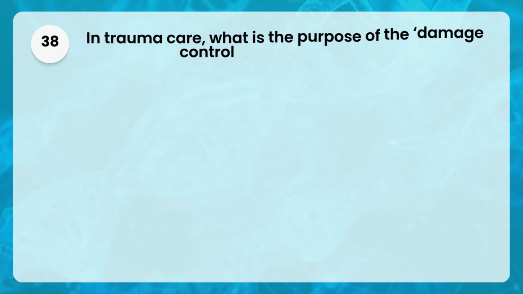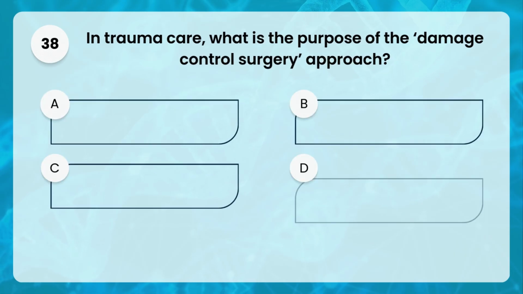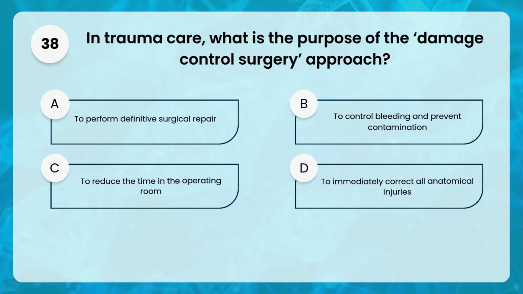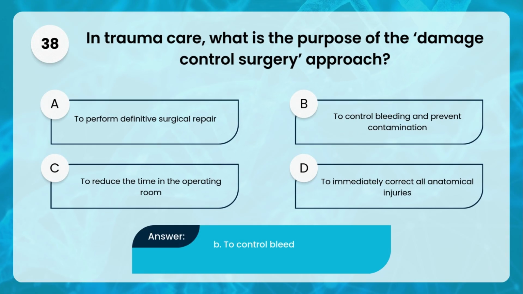38. In trauma care, what is the purpose of the damage control surgery approach? A. To perform definitive surgical repair. B. To control bleeding and prevent contamination. C. To reduce the time in the operating room. Or D. To immediately correct all anatomical injuries. The answer is B. To control bleeding and prevent contamination.